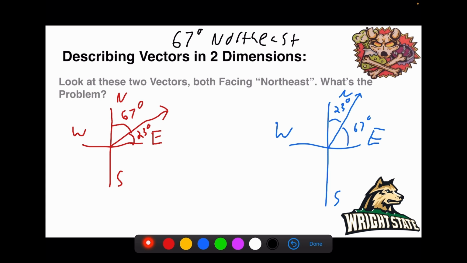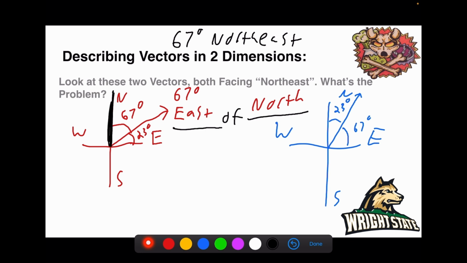And what we end up saying is blank of blank. So for instance, this red vector on the left, I would call this 67 degrees east of north. So what does that mean? That means that I draw a line north, and then 67 degrees to the east of that, that's where my angle is. So east of north is saying that 67 degrees to the east of north is where my angle is.